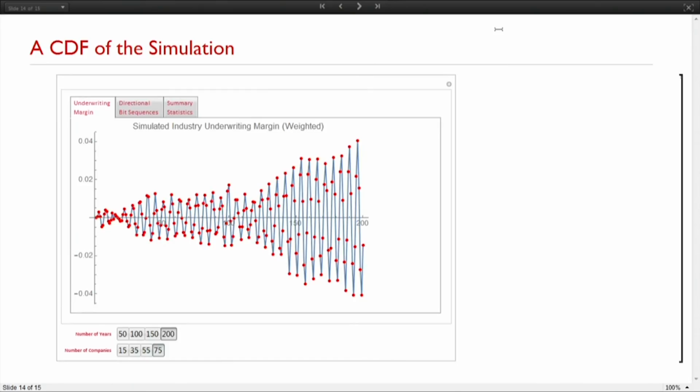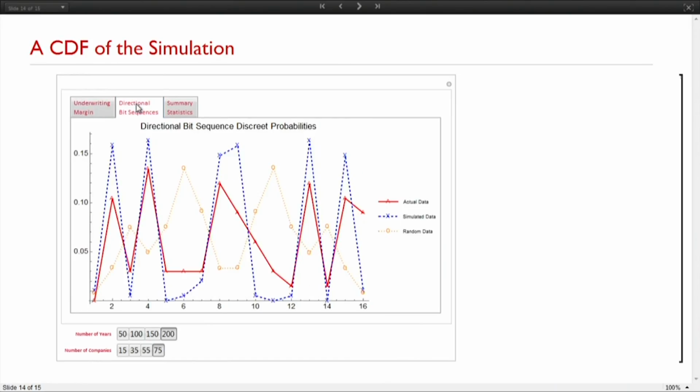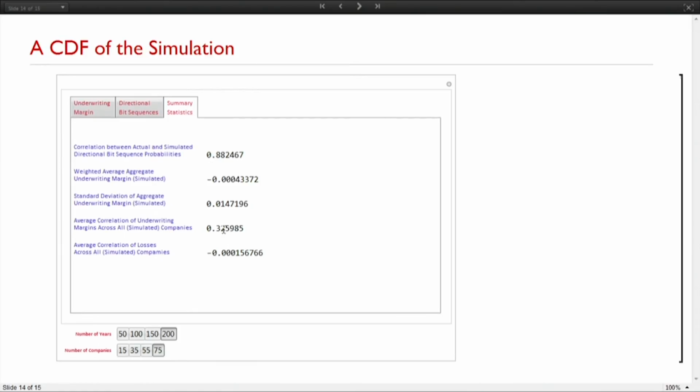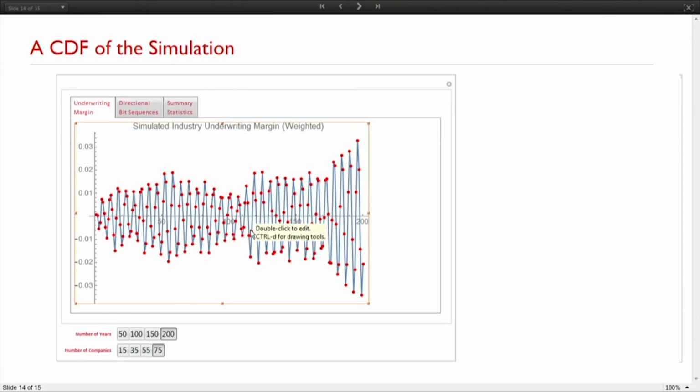75 companies. 200 years, you can see its volatility. You can see the bit strings line up. I also, on here, that orange line, that's just random data to show that the bit strings that are matching are separate, are distinct from just random data. And the correlation of the bit strings is 0.88. Correlation across companies is 0.32.